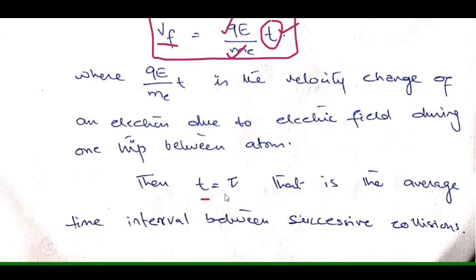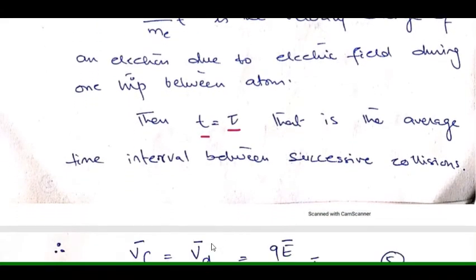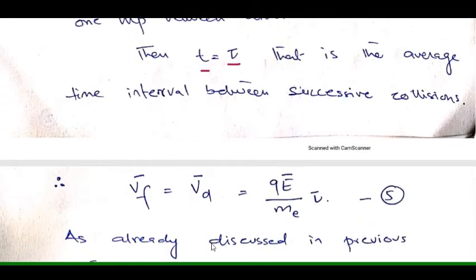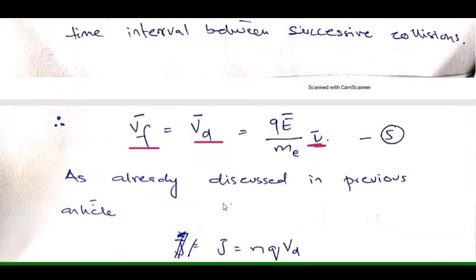Now this t is replaced by tau, the average time interval between successive collisions. When I replace t with tau, this velocity becomes the drift velocity, and we have this equation number 5 for our drift velocity.